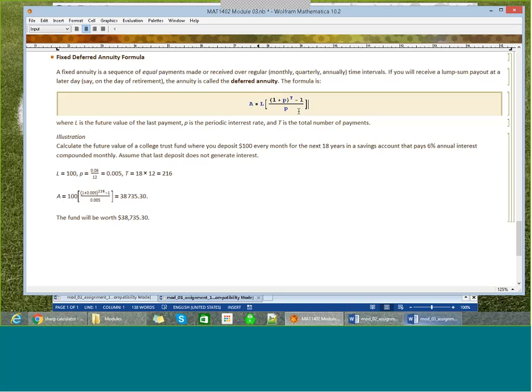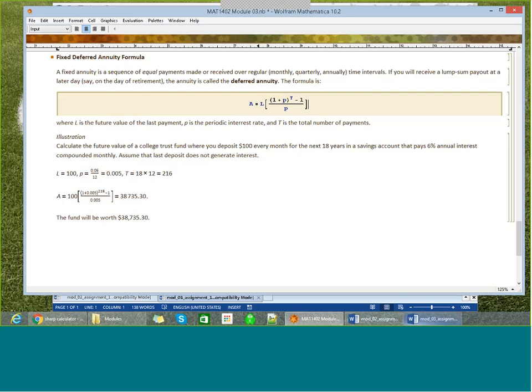Well, you just plug into the formula. L in this case will be 100. P is the periodic interest rate, so you have to figure that out. And T in this case will be 216 payments, because it's 18 years times 12 months. The periodic rate will be the same formula as above, which is 0.06 divided by 12, so that will be 0.005. L is 100 because that's the deposit amount.